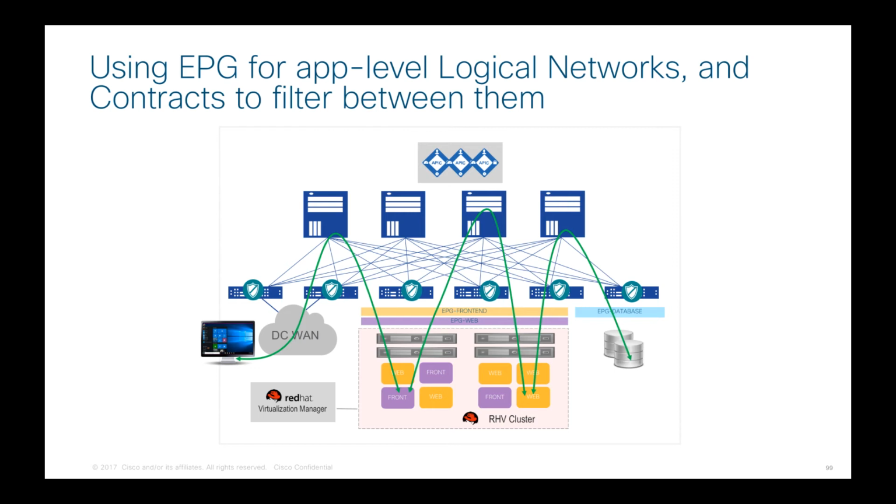We will be mapping EPGs at app level logical networks. So we'll have a logical network for web, a logical network for front-end, and we will be using contracts to filter between them regardless of the subnet. We will have a single subnet for front-end and web application. We will automate the complete stack, including virtual machines and network and security, using Ansible.